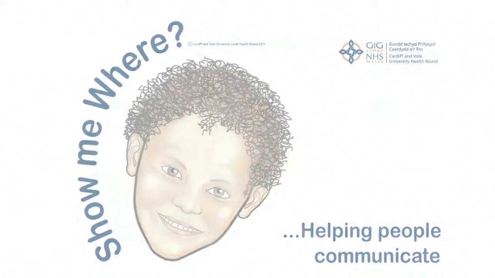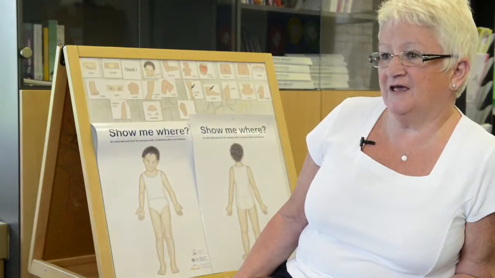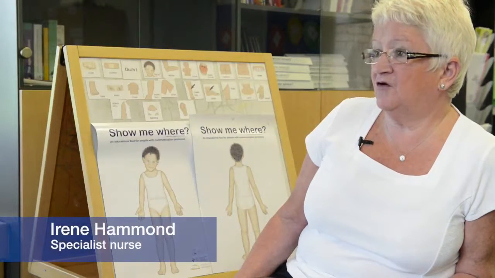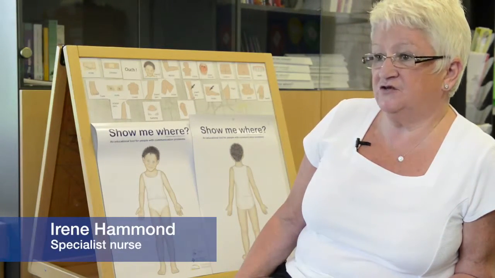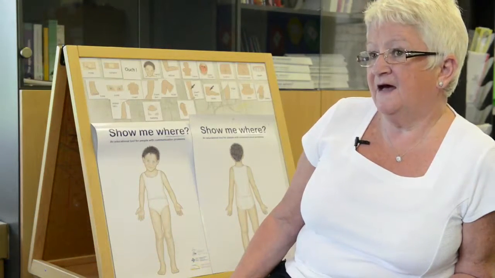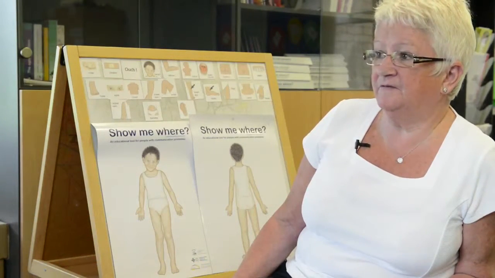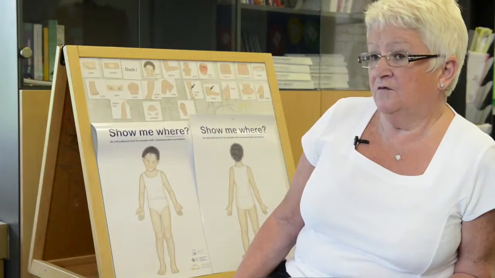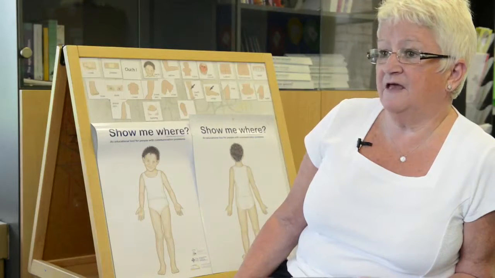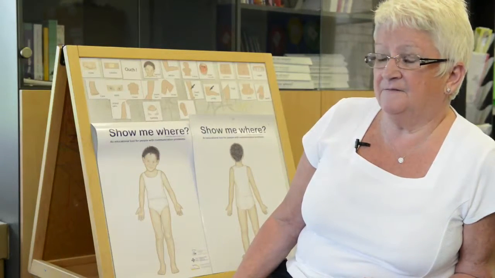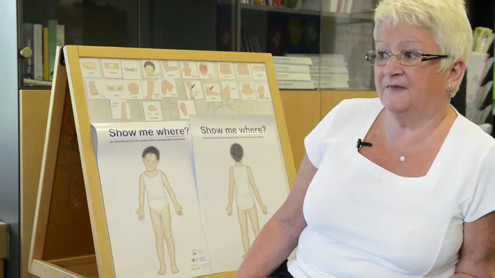Show Me Where is a communication aid which was developed at the Holly Special School in Cardiff. It was developed originally for children with autism, but has in fact been found to be very useful for any child with communication problems, even just alleviating anxiety in a child who's not well.